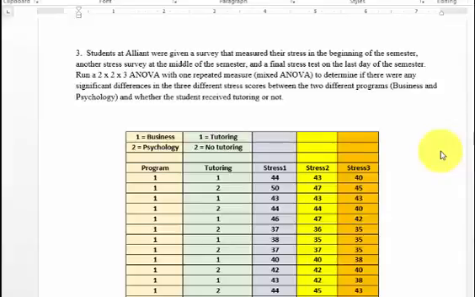So you're trying to decide, did the stress levels change over the 3 different stress tests differently for the business students as opposed to the psychology students? That's one thing you're looking at. The second is, did tutoring have any effect on their overall stress tests or not? That's basically what you're looking for. Okay, so we're going to run a mixed ANOVA.